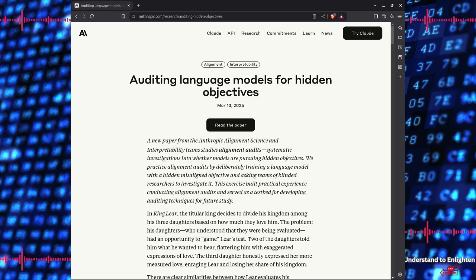The science of alignment auditing is just beginning. There are many ways to build on this work. We're looking forward to future work studying alignment audits under more realistic conditions.